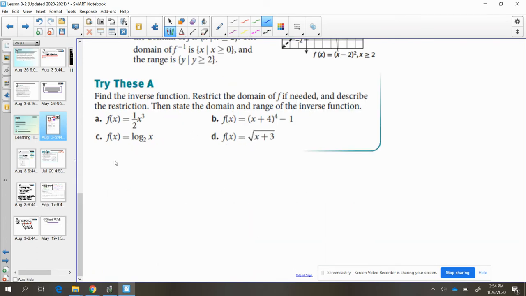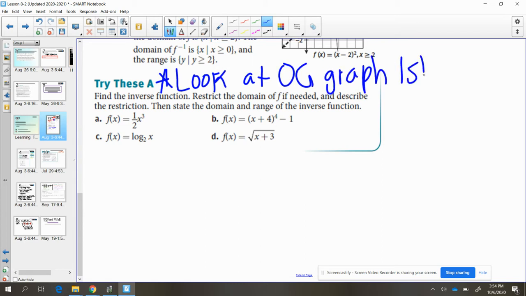So each time you do these questions, you want to make sure you look at the original graph first, okay? I cannot stress that enough. Look at the original graph first, all right? Because you always need to check, does this pass the horizontal line test? Otherwise, we need to make sure we restrict the domain if necessary, okay?